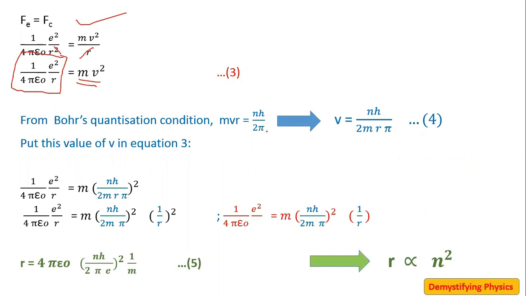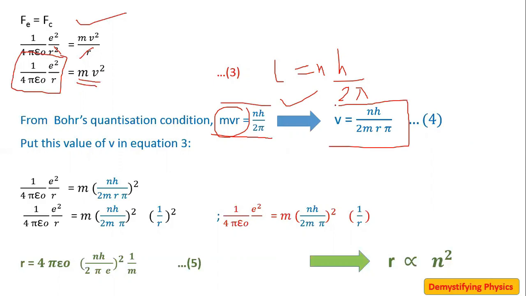Now from Bohr's quantization condition, mvr is equal to nh by 2 pi. Bohr told that not all the radii of the orbits are possible, only those. He said that electron can revolve around the nucleus in those circular orbits in which angular momentum of electron is integral multiple of h by 2 pi. Angular momentum is mvr. It is integral multiple of h by 2 pi. So from here, we write this expression and find out the value of v.